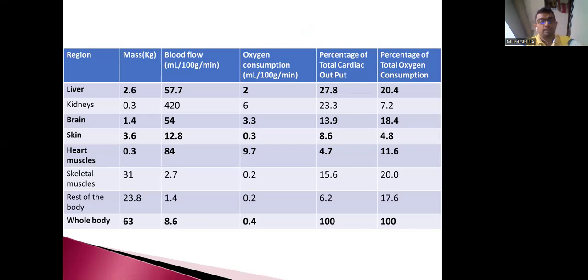The main organs, the weight of those, the blood flow, the oxygen consumption, the percentage of the total cardiac output. If we ask whether the total cardiac output for the liver is 27.8%, that statement is true. Like that, from this chart, we can create 100 MCQs. So we should know it.